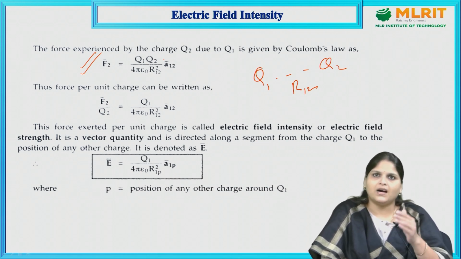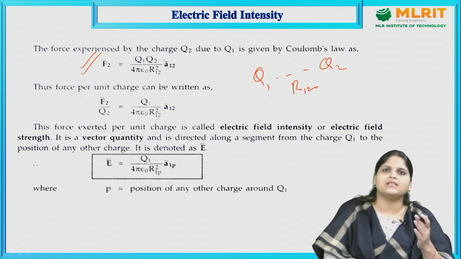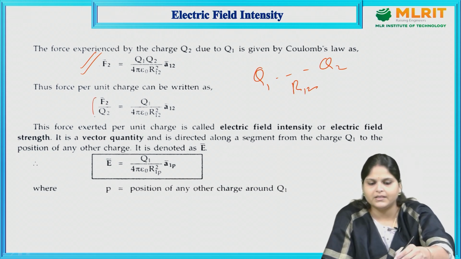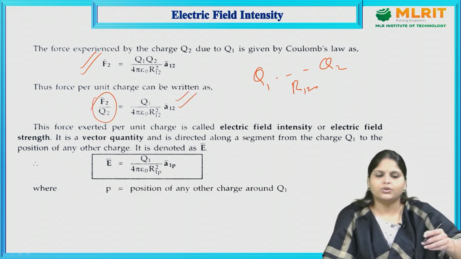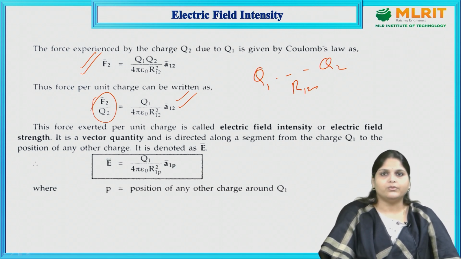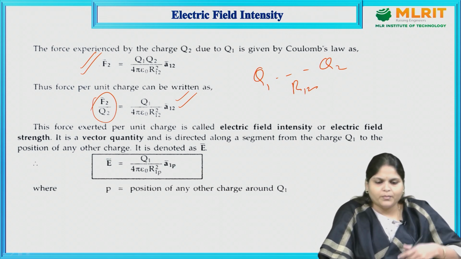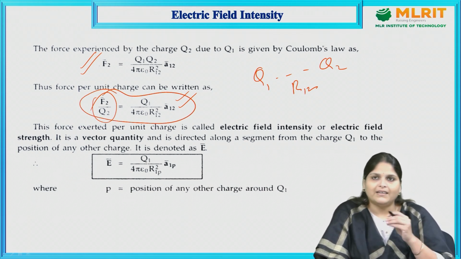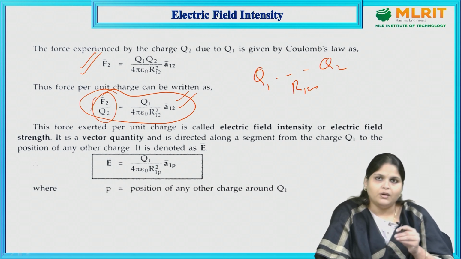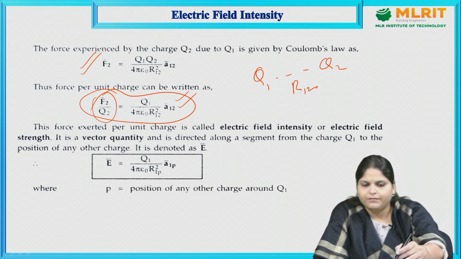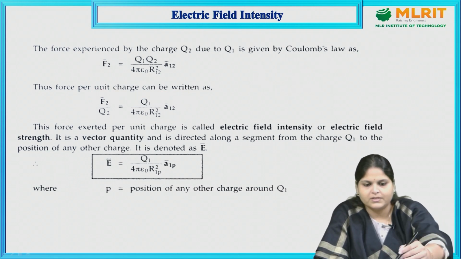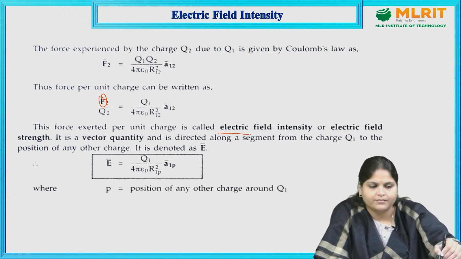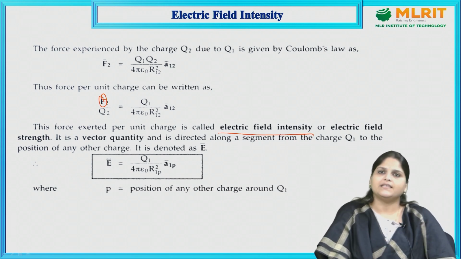It can be written as R21 square, and the unit vector can be written as A21, also for F1, right? Now, if you divide by the charge, F2 upon Q2 becomes Q1 upon 4 pi epsilon naught R12 square A12. So by this arrangement, what are we understanding? We are understanding that the force exerted per unit charge is called electric field intensity.